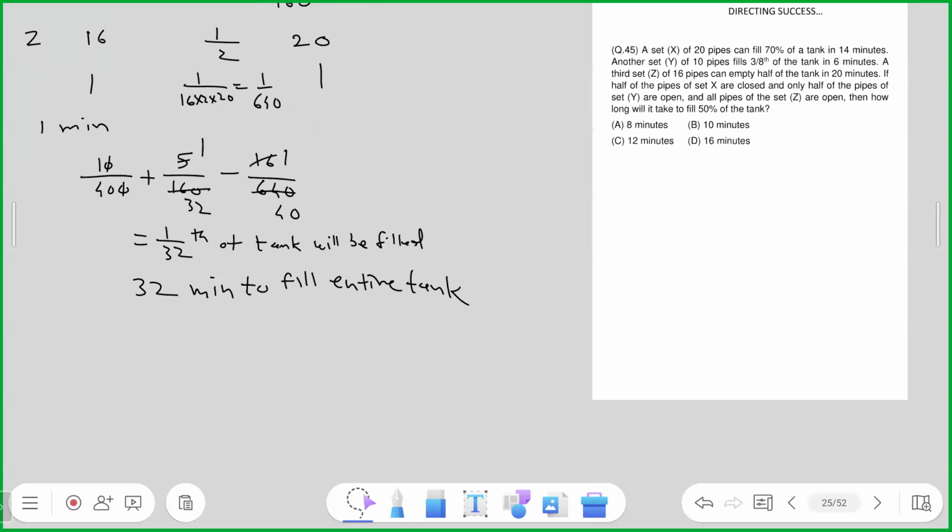So we need only to take 50% of the time. 50% of the time means half of the time. So 16 minutes to fill 50% of the entire tank. Okay, so the option is 16 minutes. So this question is based on the concept of time and work. In some books it is taken as pipes and cisterns, but the basic concept is time and work. Okay, so like this, 45 questions.